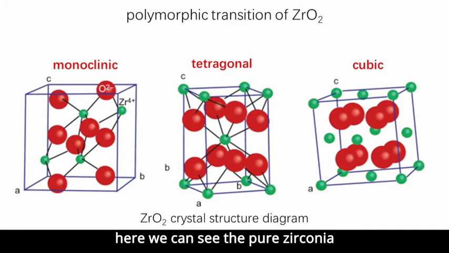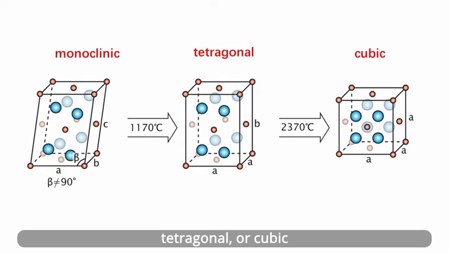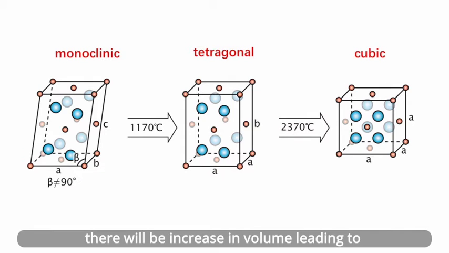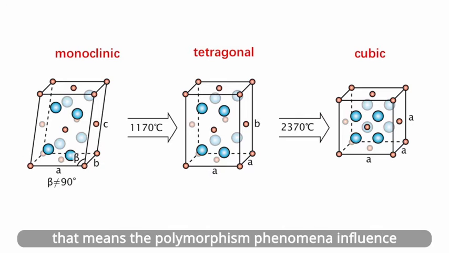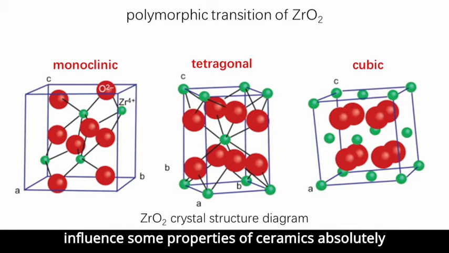Here we can see the pure zirconia has 3 different crystal structures. With change in temperature, the crystal structure of zirconia can be monoclinic, tetragonal, or cubic. When zirconia changes from tetragonal to monoclinic phase, there will be an increase in volume leading to high tension in the ceramics. That means the polymorphism phenomenon influences some properties of ceramics absolutely.